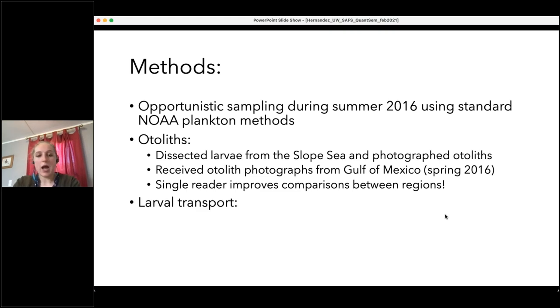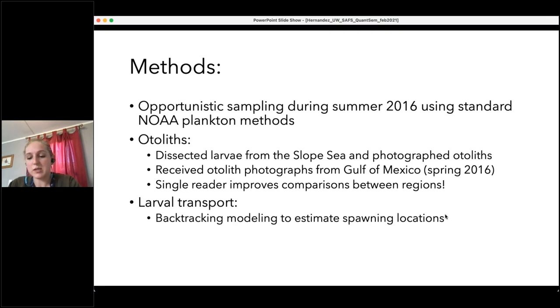And finally, this larval transport question. So we use backtracking modeling to estimate spawning locations, simpler than what I showed you before. And then we use forward in time modeling to investigate retention.